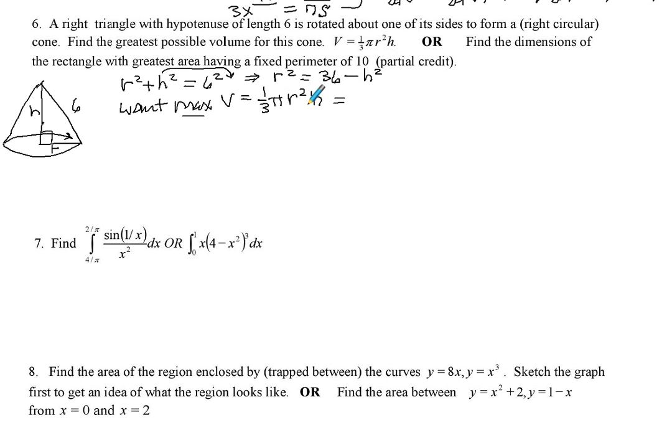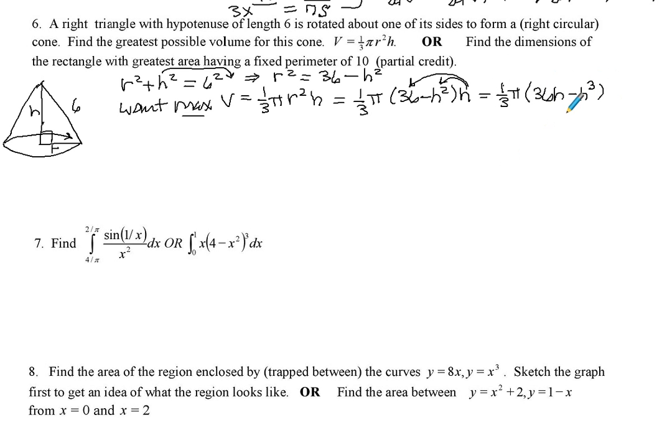So now we can get this down to one variable. This will be 1/3 pi, and then in place of r squared we're going to put 36 minus h squared, and then times our h on the end. Why don't we go ahead and multiply this in times each piece. So this is going to be 1/3 pi times 36h minus h cubed. So now we've got one variable here.